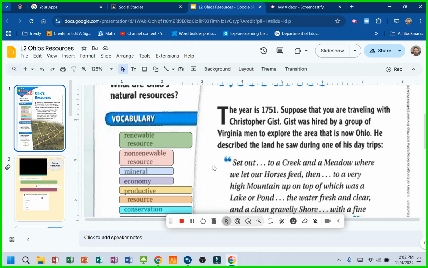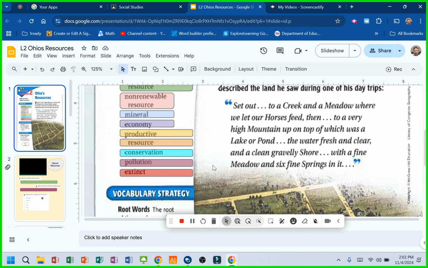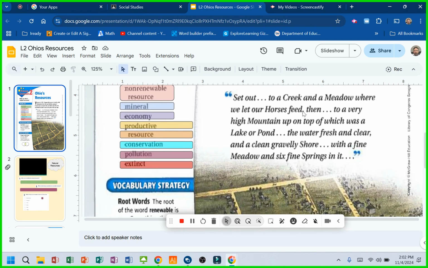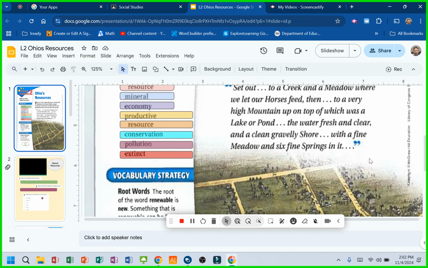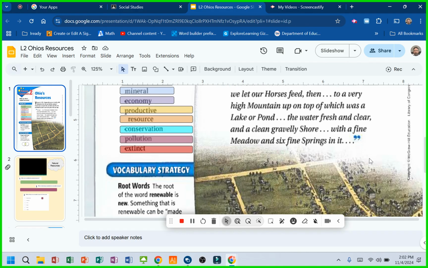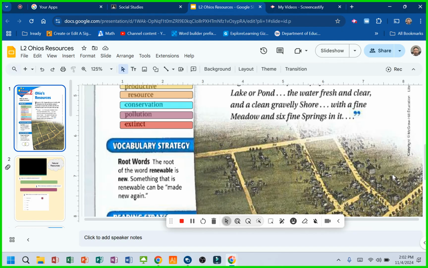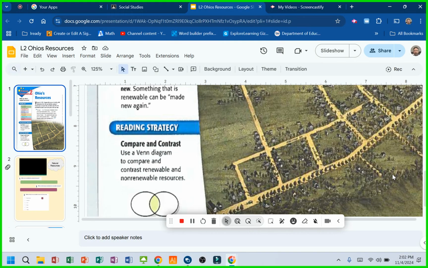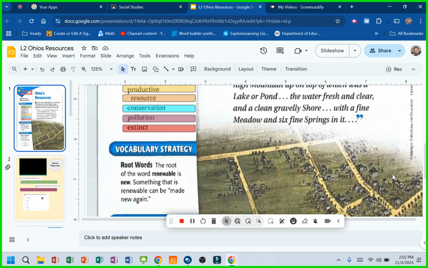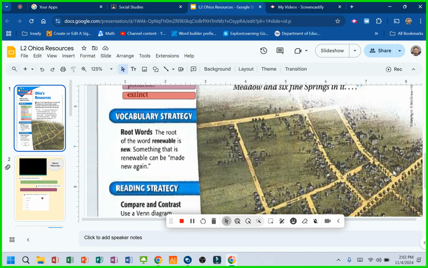He described the land he saw during one of his day trips: set out to a creek and a meadow where we let our horses feed, then to a very high mountain up on top of which was a lake or pond, whatever, fresh and clear and a clean, gravelly shore with a fine meadow and 6 fine springs in it. I mean, that must have been a real joy for him to see that. And a lot of times those explorers, they were the first ones to see those things, right? That's pretty cool, isn't it?